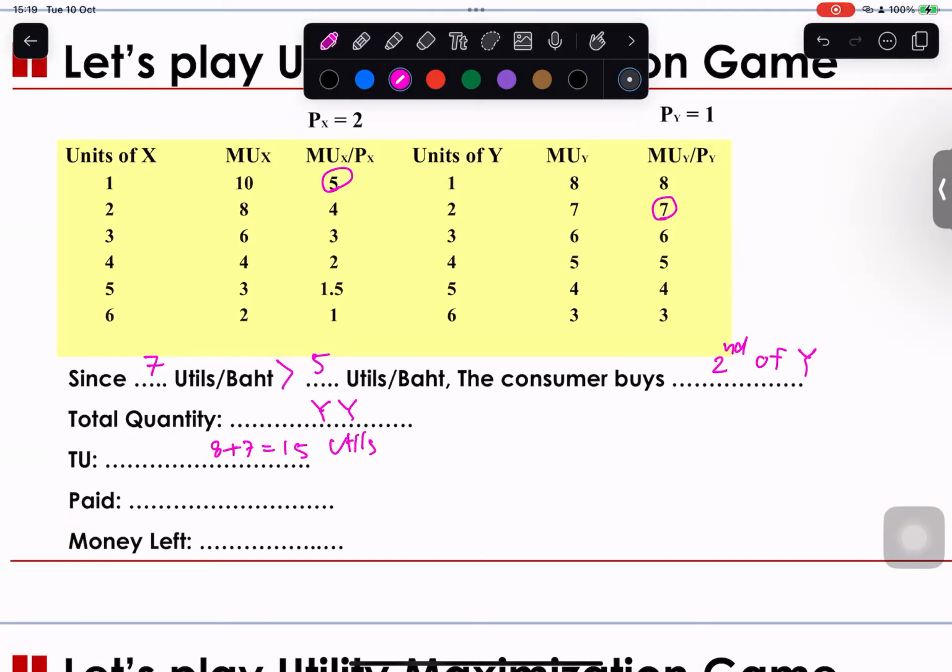In this round, he purchased good Y, which is 1 baht paid. So he paid 1 baht. Money left: right now he has 8 minus 1 baht, 7 baht left for the next round. Job done.